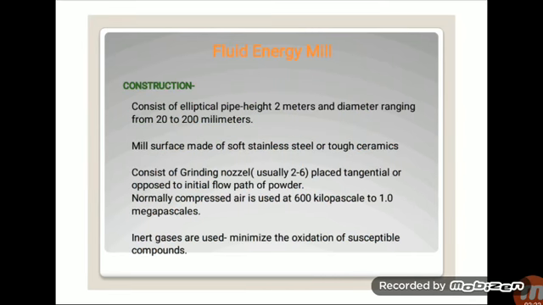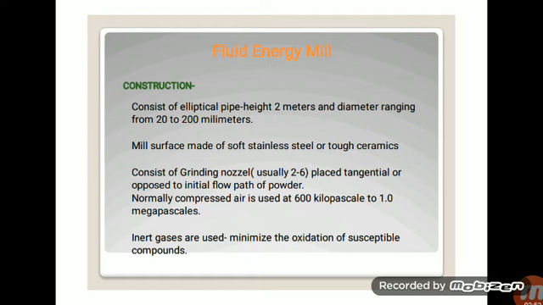In the next slide is the construction. It consists of an elliptical pipe having a height of 2 meters and a diameter ranging from 20 to 200 millimeters. Okay, the mill surface is made up of soft stainless steel. The inner side of the tube is made up of soft stainless steel or tough ceramics. It consists of grinding nozzles.